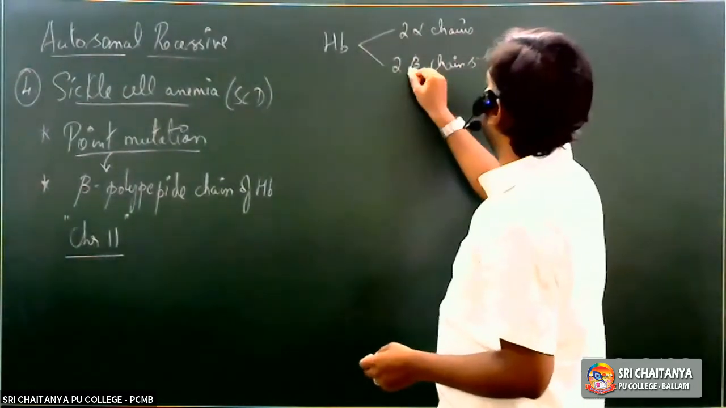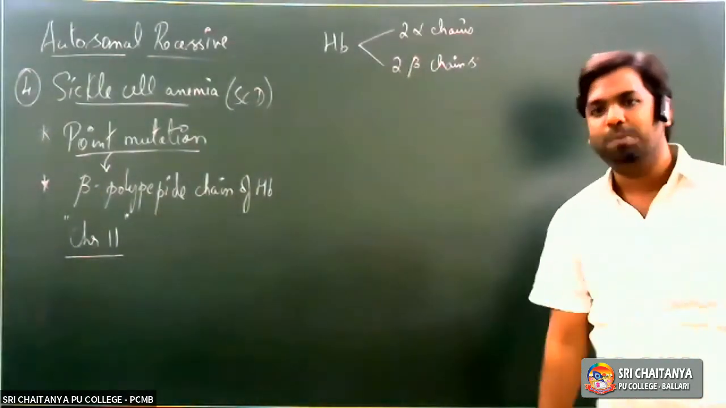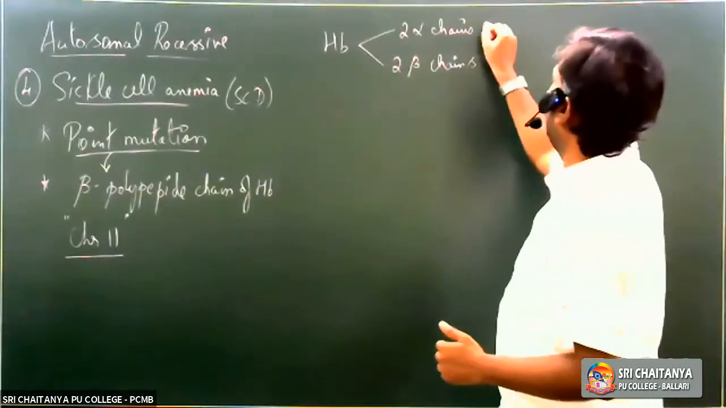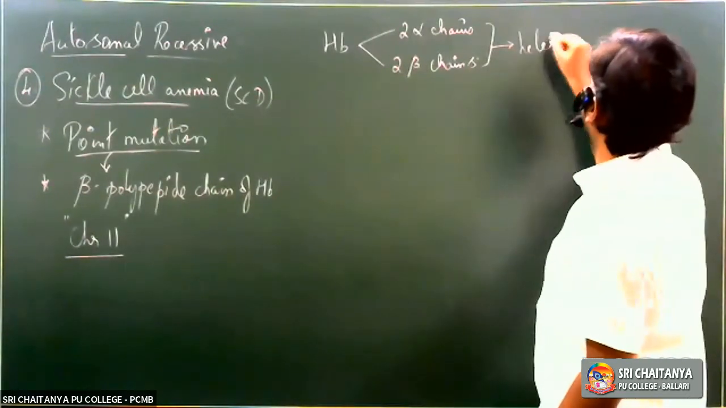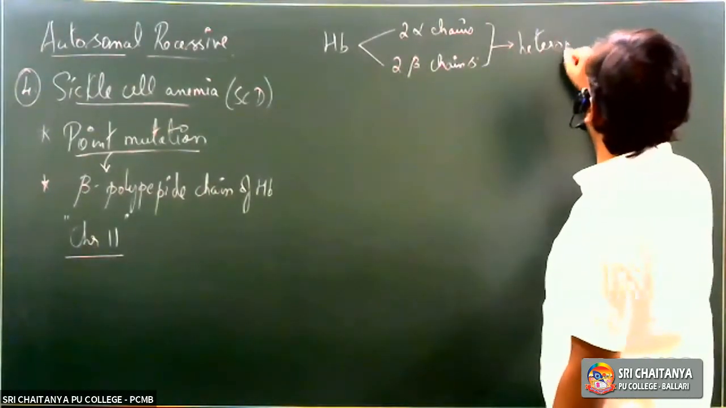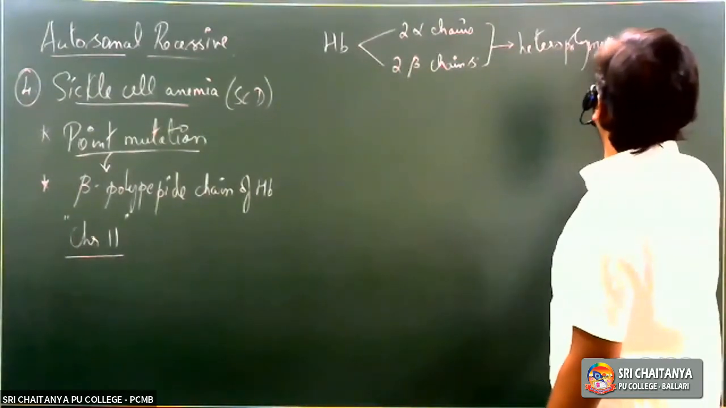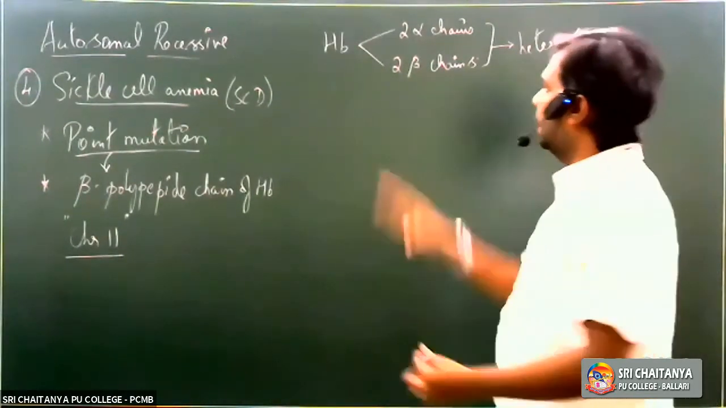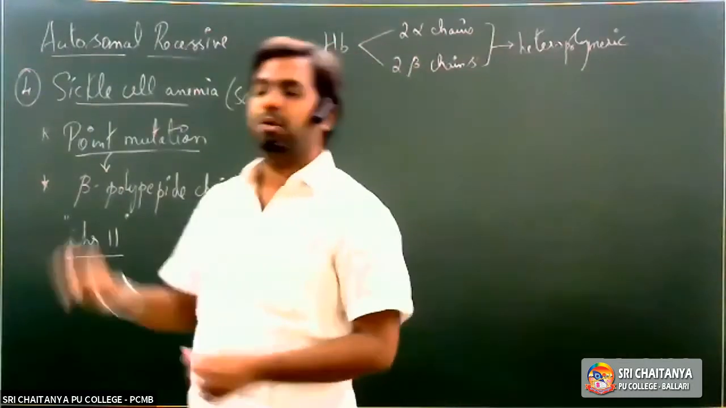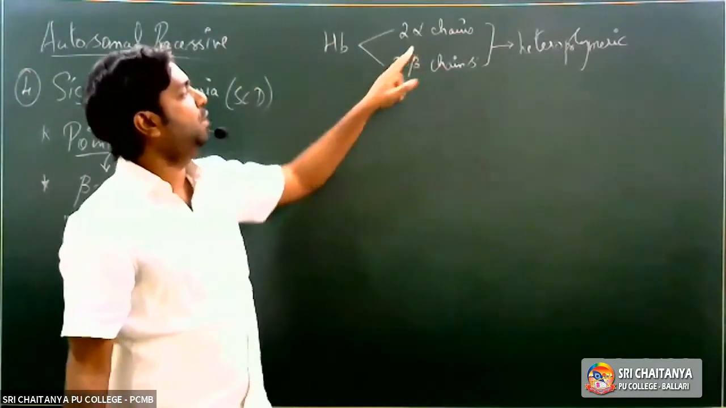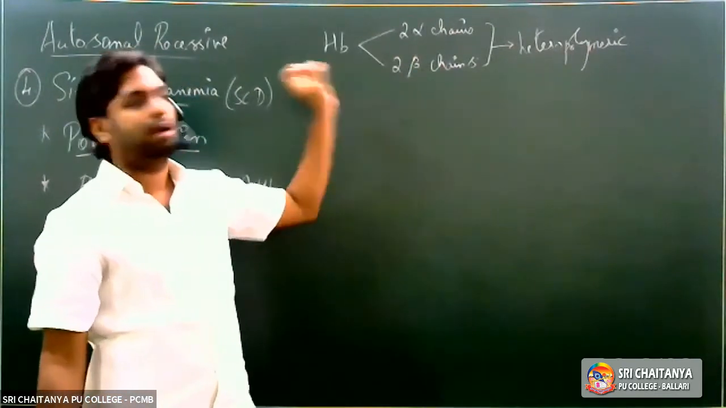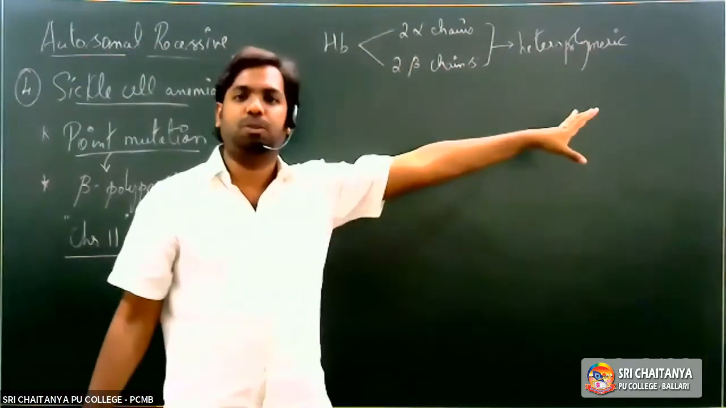Right? So hemoglobin has 2 alpha chains and 2 beta chains. These 2 alpha and 2 beta chains are arranged in a heteropolymeric condition. So that's how they are actually being arranged. Each hemoglobin molecule consists of 2 alpha chains and 2 beta chains, which are arranged in a heteropolymeric structure.